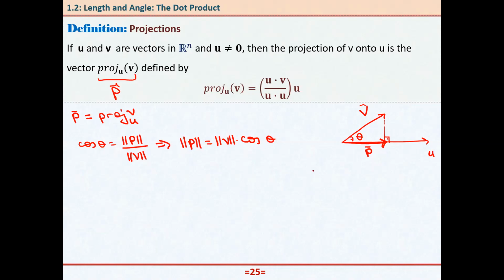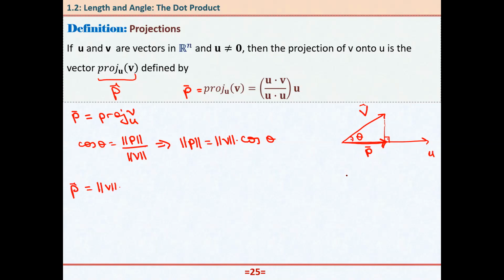Then, if we just take this one, P. What is the vector P? We define this thing as P. I'm trying to get everything in terms of V. What is P here? Here we have V.